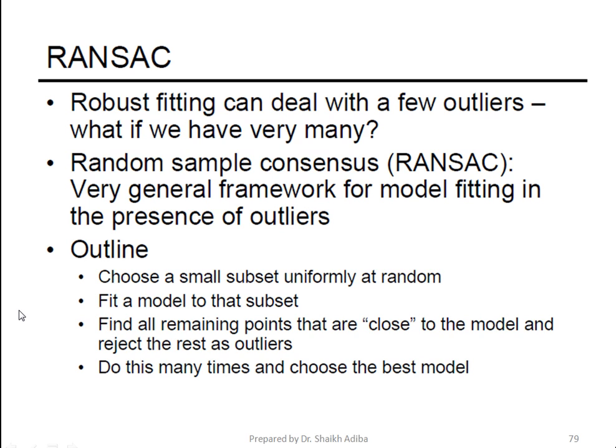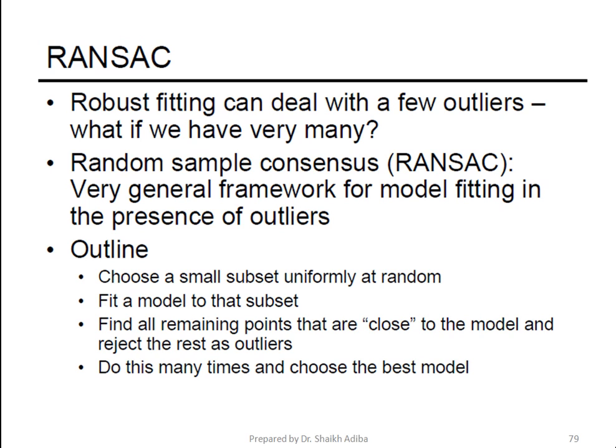Now see here, this is the actual mechanism which is implemented using the RANSAC algorithm. Choose a small subset of data points which are uniform. At random you will be selecting these, then try to fit a model to that subset of points. Find all remaining points that are close to the model and reject the rest as outliers. Do this many times and choose the best model.